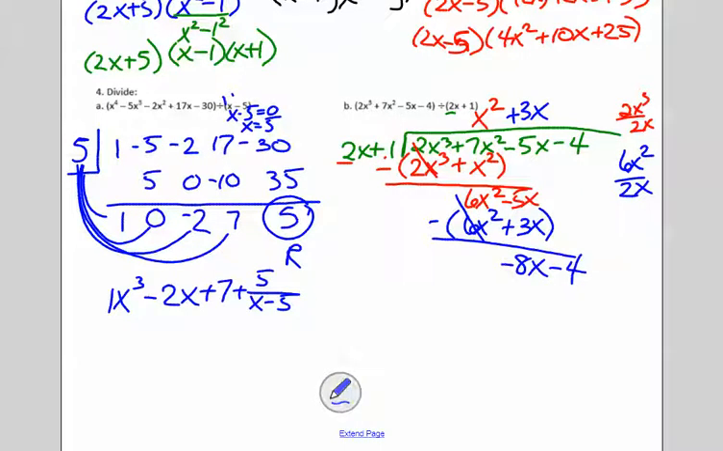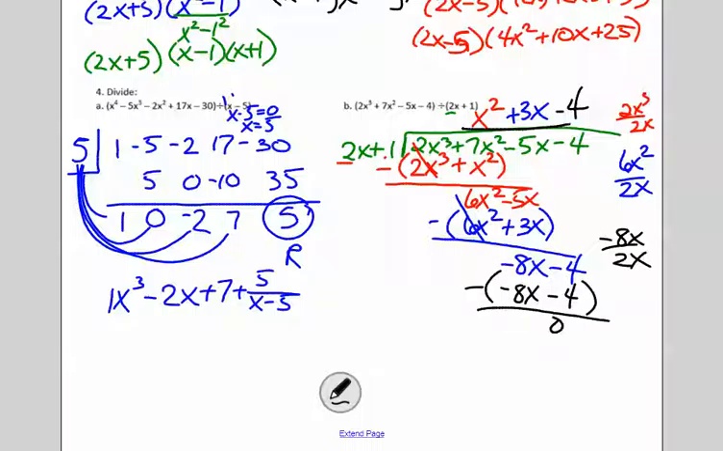And now I'm going to think negative 8x divided by 2x. That's going to give me a negative 4, so it looks like this one's going to divide evenly. Negative 4 times 2x is negative 8x. Negative 4 times 1 is minus 4. So when I subtract, I get a remainder of 0. So here's my quotient, x squared plus 3x minus 4. And we're going to go to a new video for the next page.